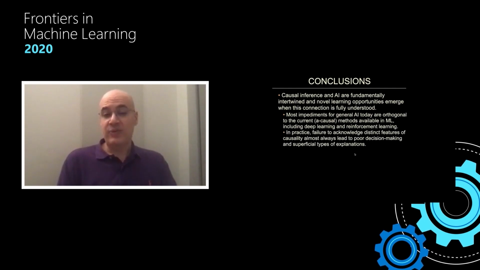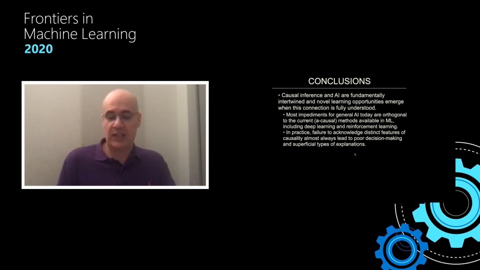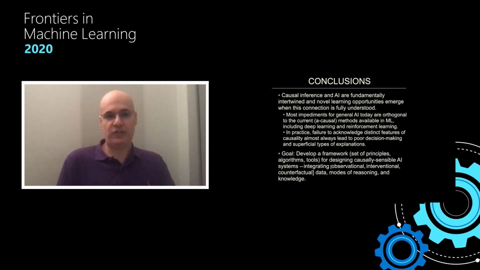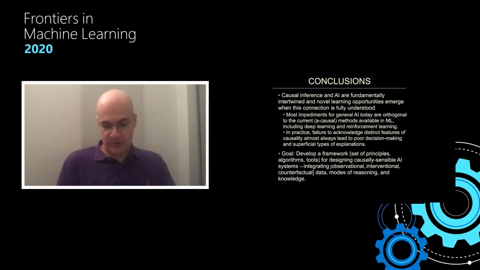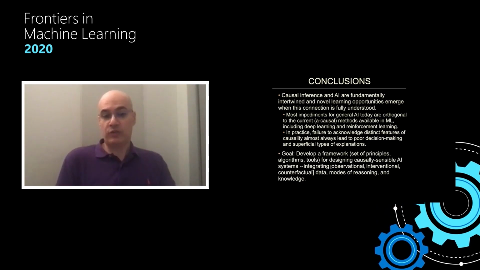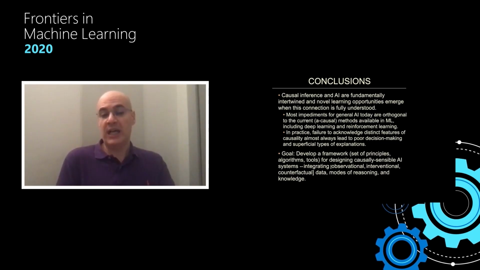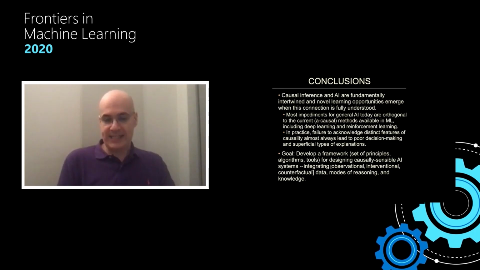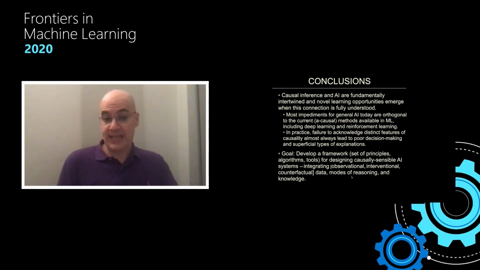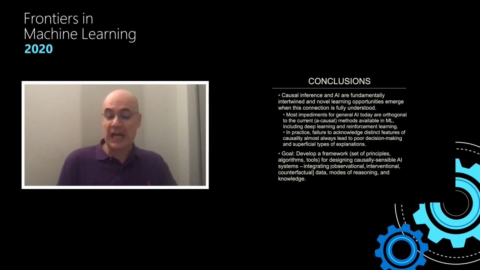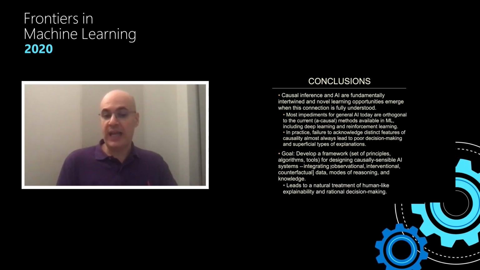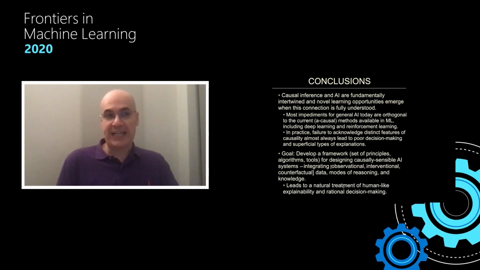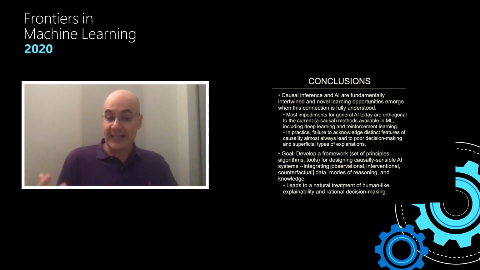In practice, failure to acknowledge the distinct features of causality almost always leads to poor decision-making and superficial types of explanations. The agenda that we have been pursuing for almost 10 years now is that we are developing a framework, a set of principled algorithms and tools for designing causally sensible AI systems integrating these 3: the PCH, observational, interventional, and counterfactual data, modes of reasoning, and knowledge. And my belief strongly is that this will lead to a natural treatment of human-like explainability, given that we are causal machines, and rational decision-making.